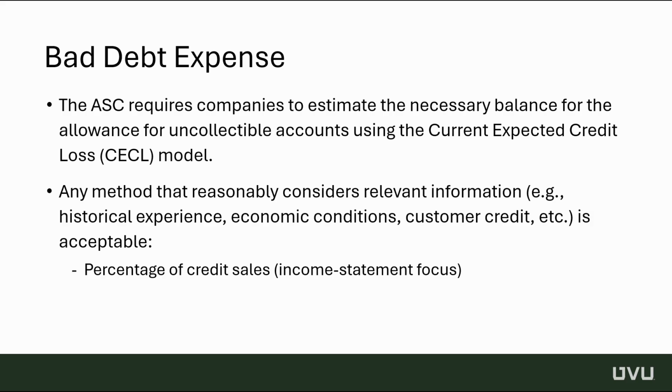However, most companies use some percentage of ending accounts receivable. If they estimate that 5% of the current AR balance will be uncollectible, they'll make an adjusting entry to ensure that the allowance will be 5% of the ending balance. This approach is balance sheet focused because it makes adjustments with accounts receivable, a balance sheet account, in mind.